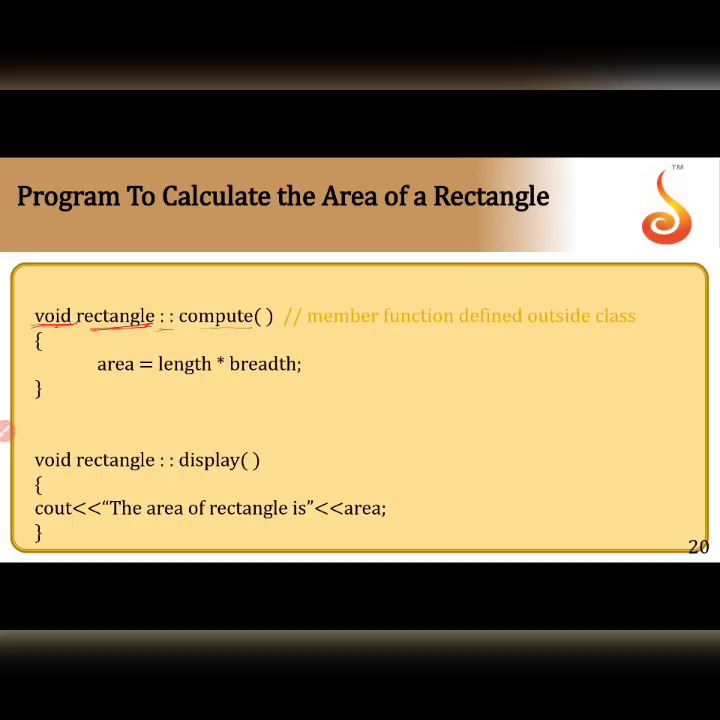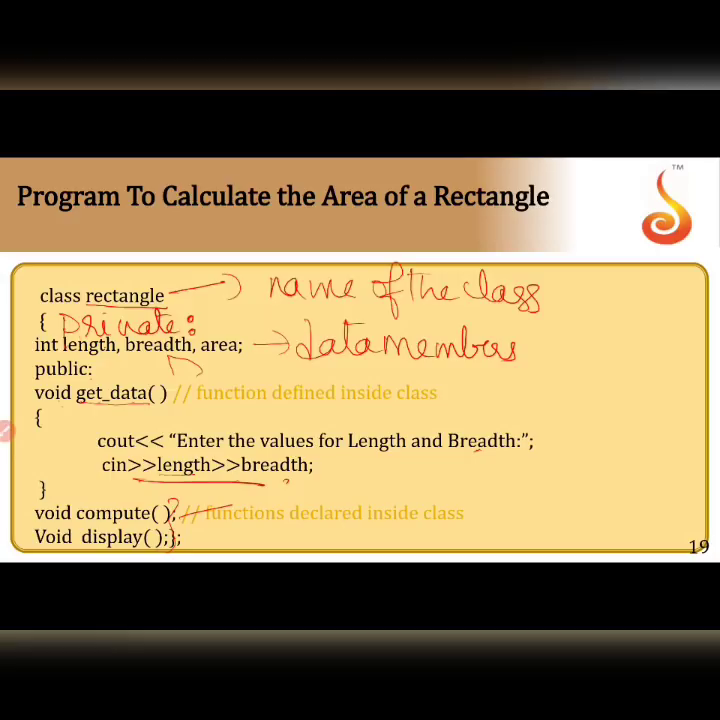Return type of the function, name of the class to which it belongs to, scope resolution operator and name of the function. After that I will write the body. This is the function header and this is the function body. That is area is equal to length into breadth. Length and breadth are taken in which function? Taken in get data function already, and I can access it because it's class variable.